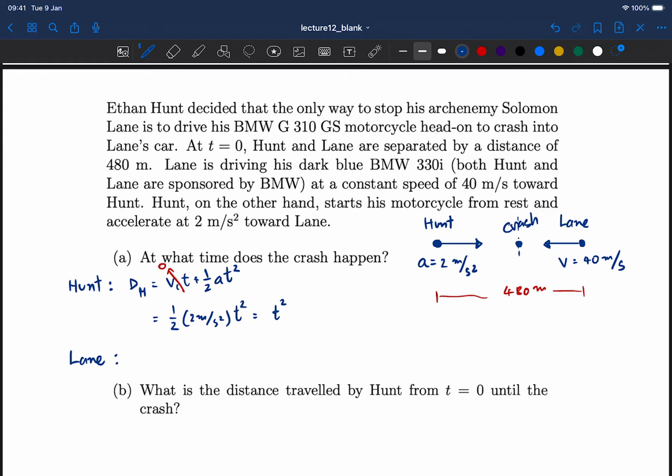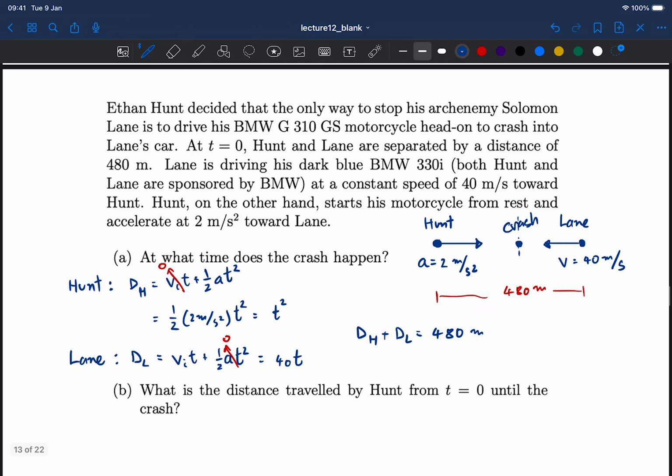For Lane, distance is only from the velocity part because there's no acceleration. So v_i t plus 1/2 a t squared for Lane, the second term is 0. So that's 40 times t. And the crash happened when the distance of the two are 480 when you add together like this.